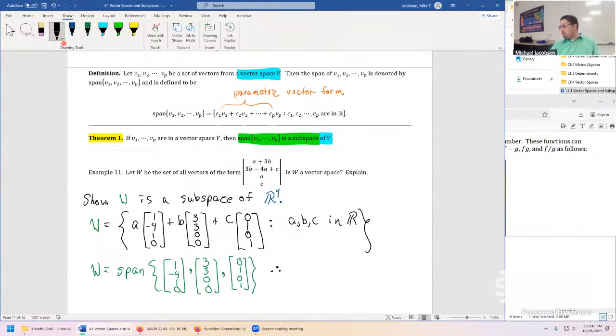We can say, therefore, W is, the question was if it's a vector space, and the answer would be yes. W is a vector space because it is a subspace of R4 by Theorem 1.